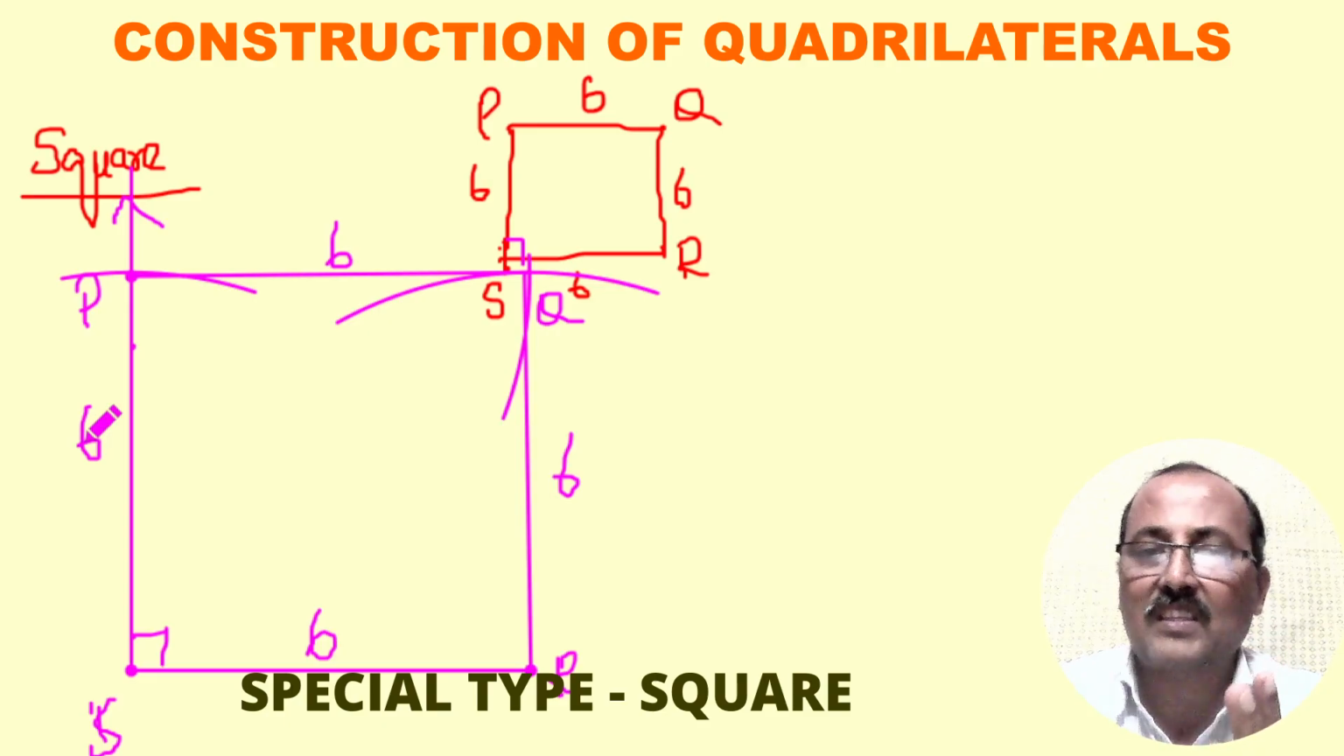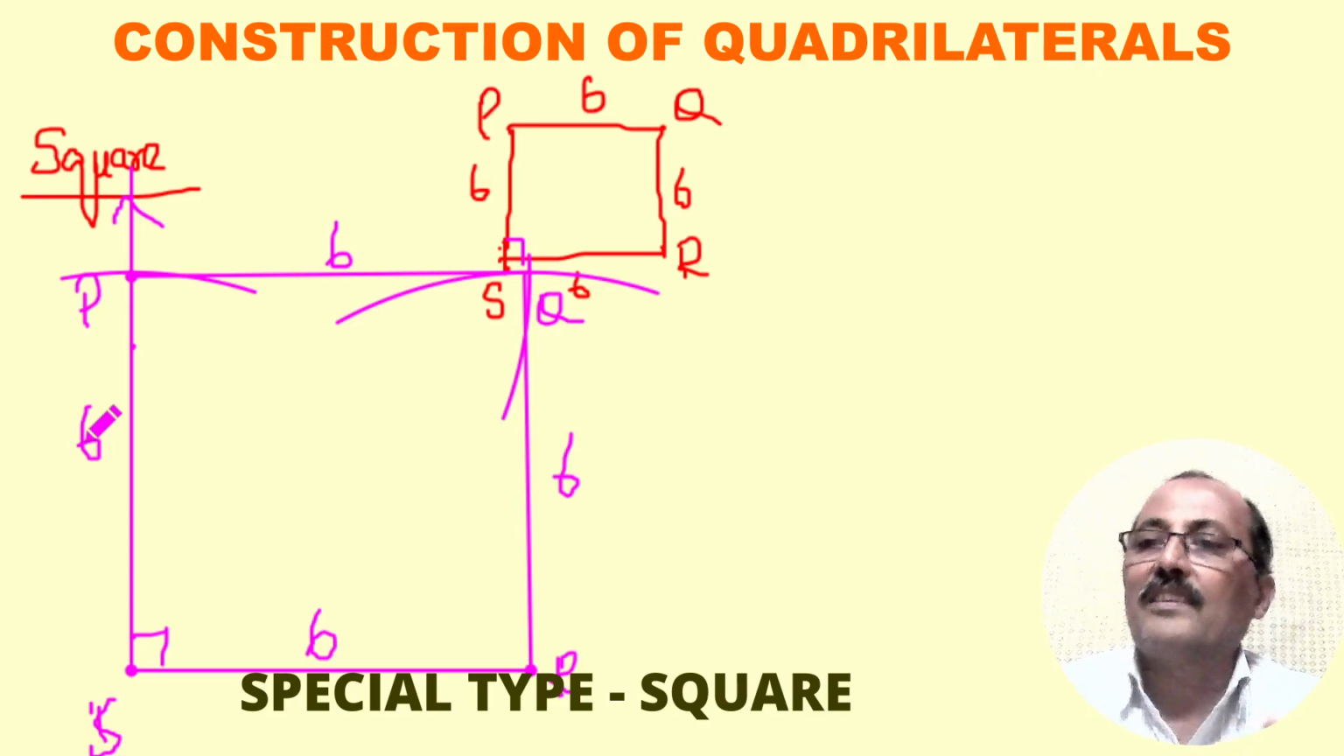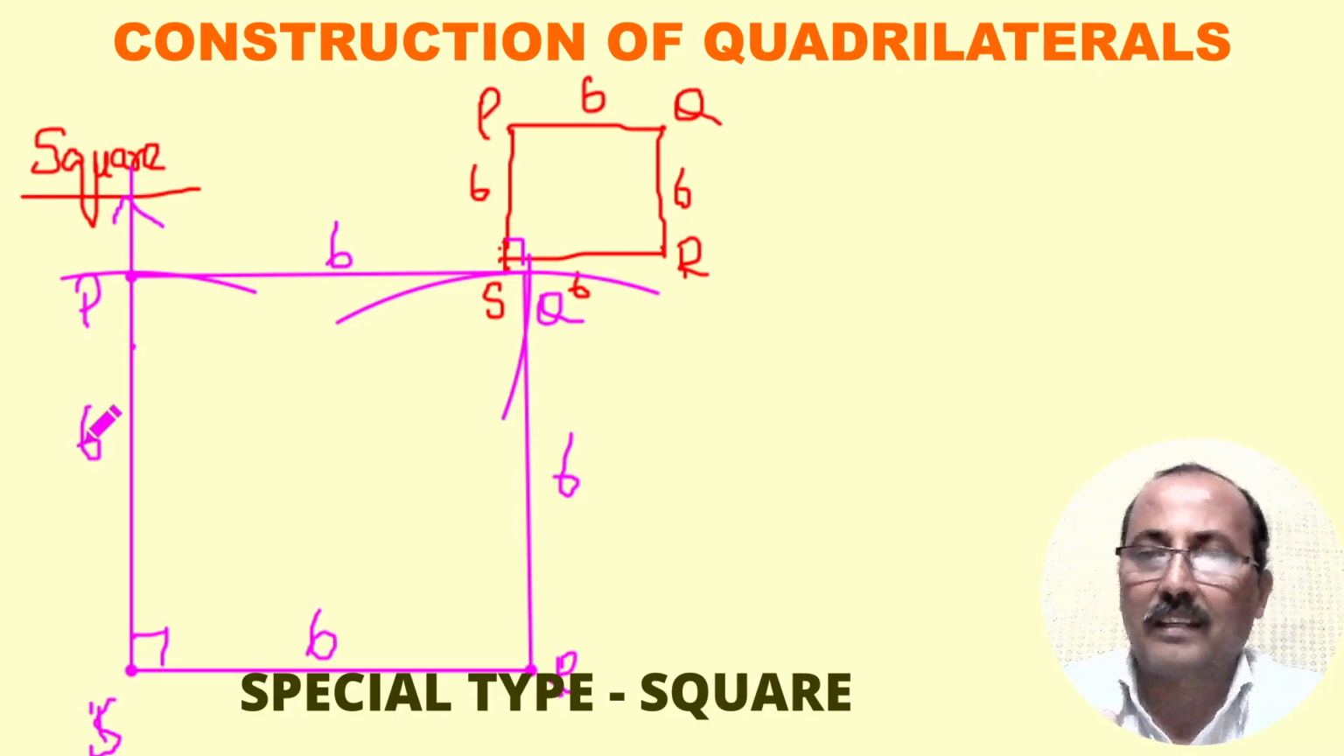If you belong to 7th standard, you watch triangles. If you belong to 8th standard, you watch quadrilaterals alone.